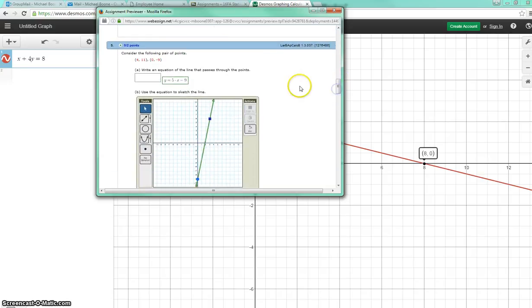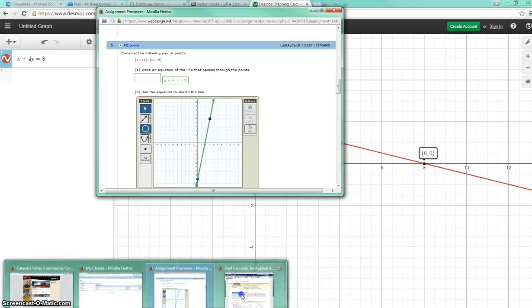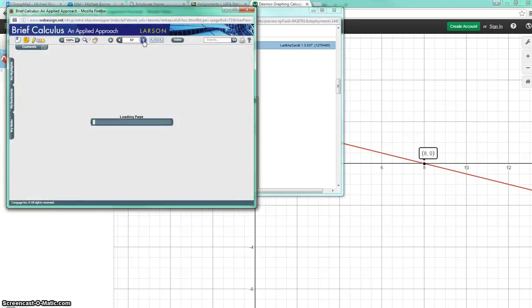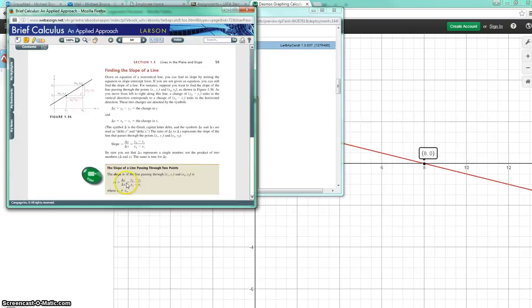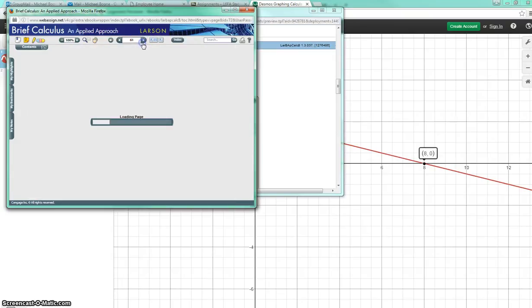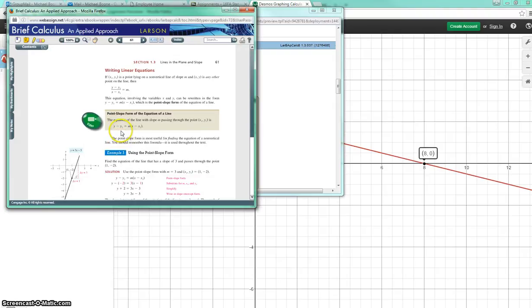Another one that I wanted to look at is: consider the following pair of points, write an equation of the line that passes through the points. So in section 3 you're going to have the point-slope form. Let's find that real quick so we can verify where that formula is. So here's how you find slope, and then point-slope form is this equation where we need 1 point, x1, y1, and 1 slope, and that'll help us find the equation of a line.